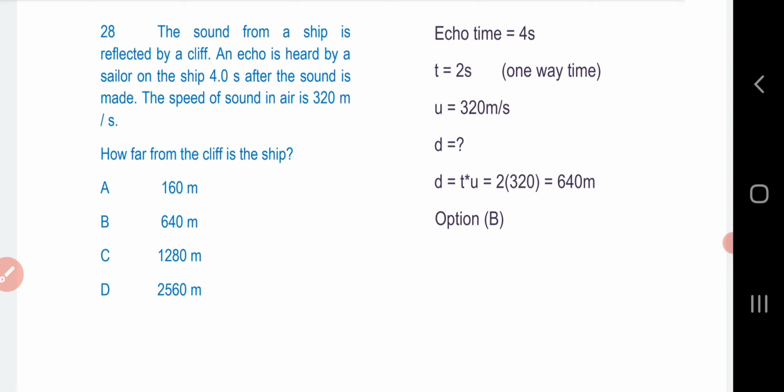Okay, the answer is, echo time is given as 4 seconds. The one-way time is 1/2 of the echo time, so the one-way time is 2 seconds. The velocity of sound in air is 320 meters per second, and we have to find the distance d. We know that d is equal to velocity multiplied by time. So 320 multiplied by 2 is equal to 640 meters, and the answer is option B.